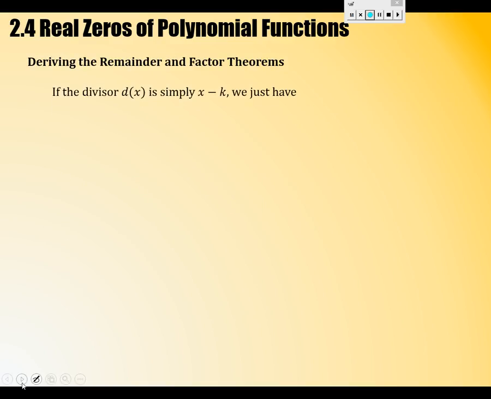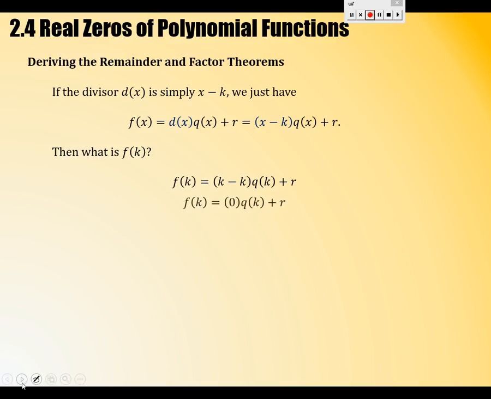All right, so let's do that now. In general, if we divide d of x, if this is just a linear factor like we just had, x minus 5, then what happens? Well, we can write the function in this form, right? And now the question is, what is f of k? In the last example I just gave, I plugged in negative 1/2, and you saw what happened. So in general, what will it be? This is not a coincidence, that's all I'm saying. It'll always be r. Because that thing goes to 0, we just get f of k equals r.